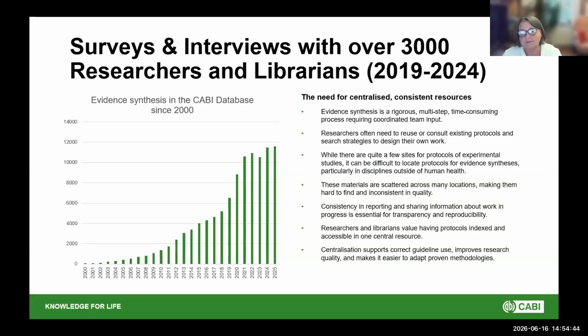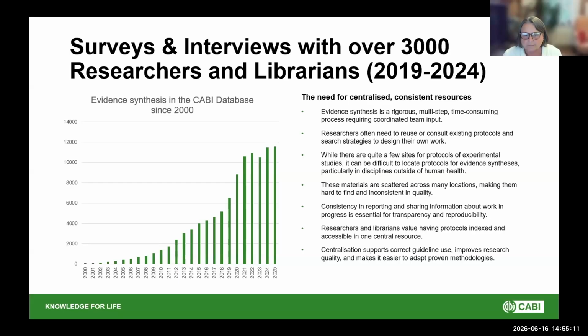Search Archive, our free repository for searches, was the first resource which emerged clearly from this feedback, and it was launched in 2021. Then we did some more investigations about protocols, and we found that they are very hard to find, and again, inconsistent in quality, as I said earlier.